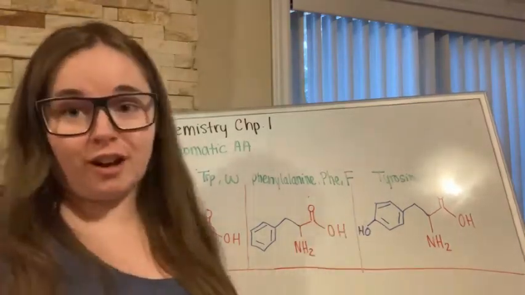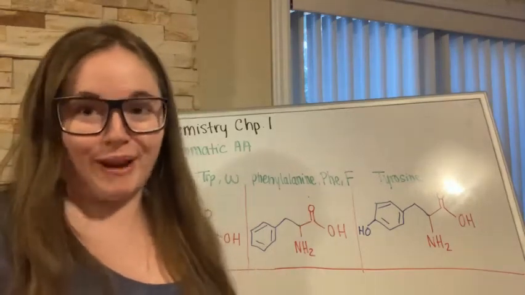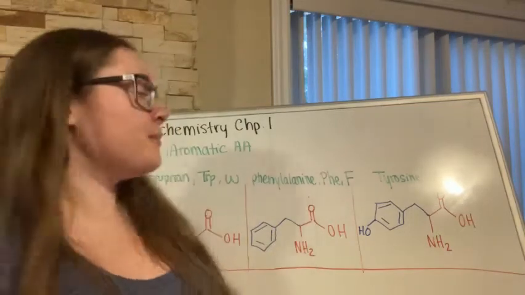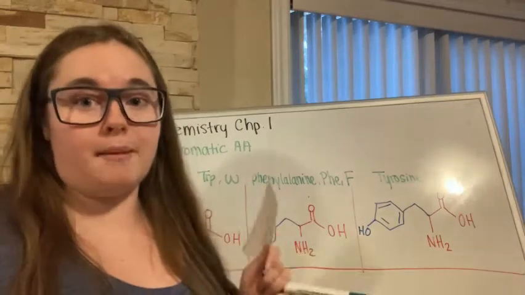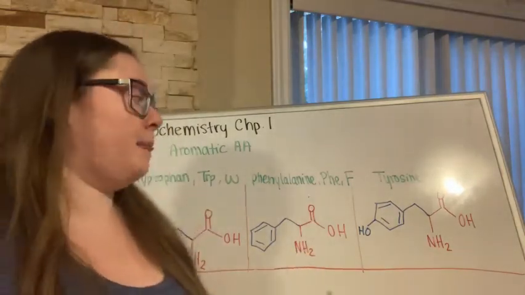And I do have a song to remember all these amino acids, and maybe if I have enough courage to do so, I will post the song. But you know, it's really important to know the structures as well. So tryptophan, phenylalanine, tyrosine are the three aromatic amino acids that you need to know for the MCAT. Okay.